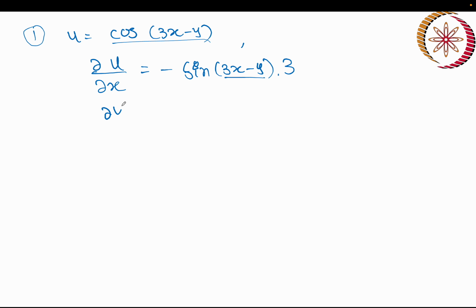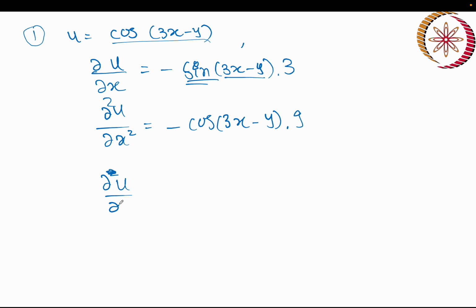Okay, so now again we'll differentiate this with respect to x. It will be minus cos 3x minus y, and 3 again will come out, so it will be 9. So this double derivative with respect to x we got. Now let's say the first derivative of u with respect to y will be minus sine 3x minus y, and if we differentiate this term also, it will be minus 1.